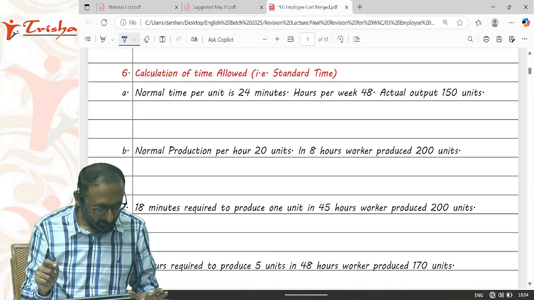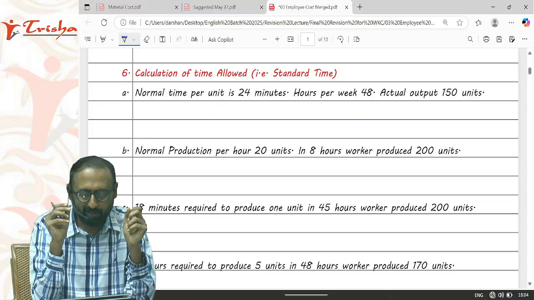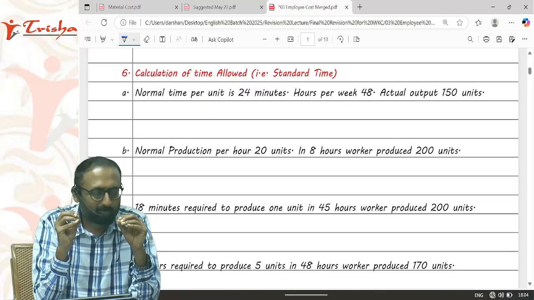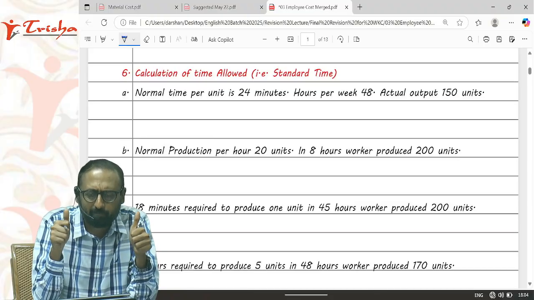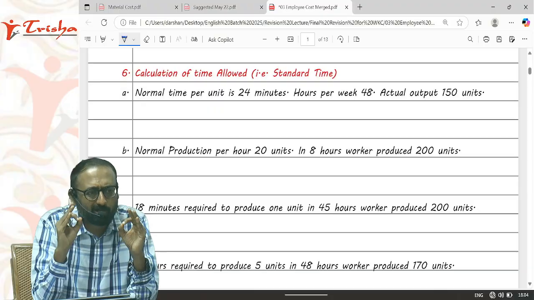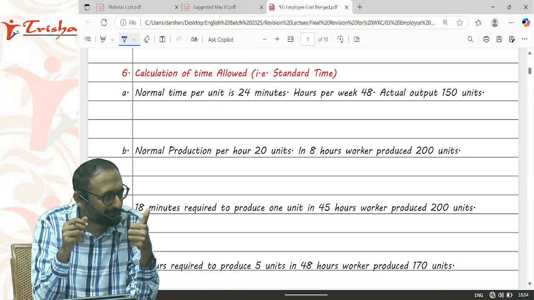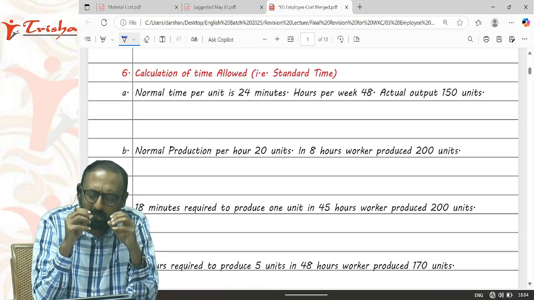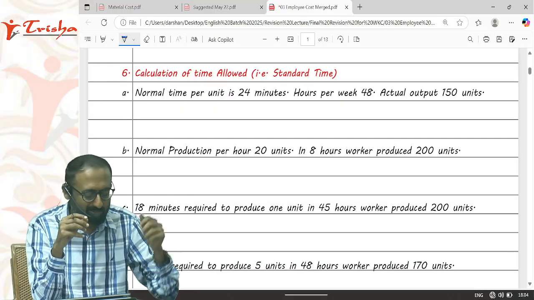Let's quickly take some examples of how to calculate the time saved. Boys and girls, very important point: if you want to calculate time allowed, you'll have to use the input output ratio. I repeat, if you want to calculate time allowed, you'll have to calculate the input output ratio. Always in examination, write this input and output ratio. Now, how to calculate? Let's see one question.